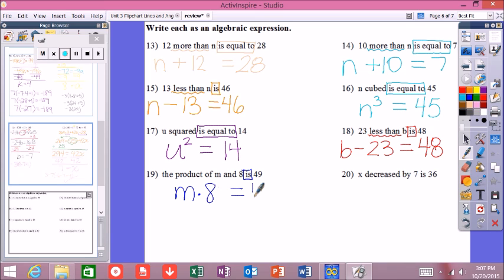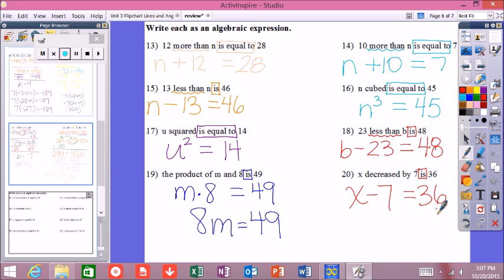And product means multiplication. Another way to write m times 8 equals 49 is to write it as 8m. Mathematically, we put our coefficients first in front of the variables, and then we alphabetize our letters that are in the term. Either answer would be acceptable. No tricky terms on our last one. X minus 7 equals 36.